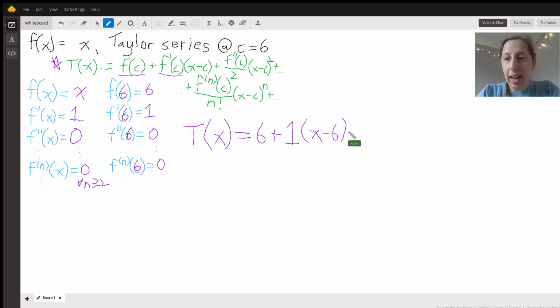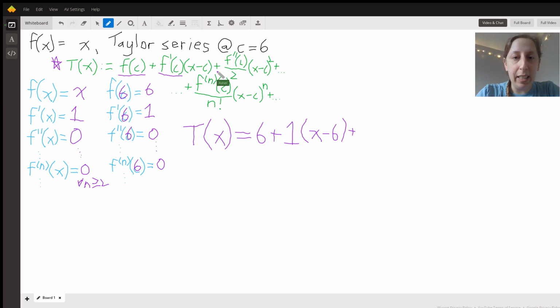I can continue getting higher and higher powers here. What you're going to notice in these next terms is that the next thing I'm going to have here is this f double prime of c, which is 0. If I take 0 and divide it by 2 and multiply it by anything, I've still got 0. Same deal with the rest of these.